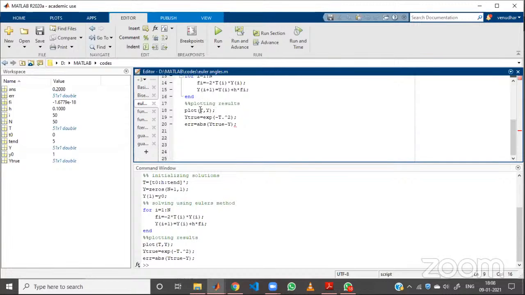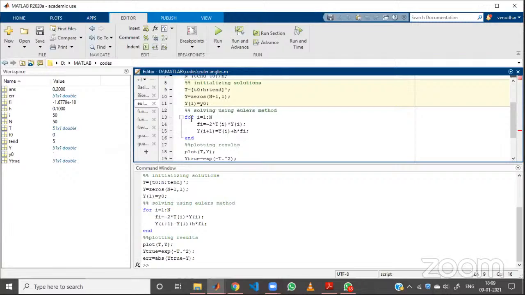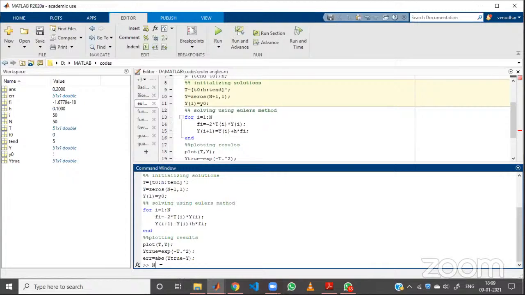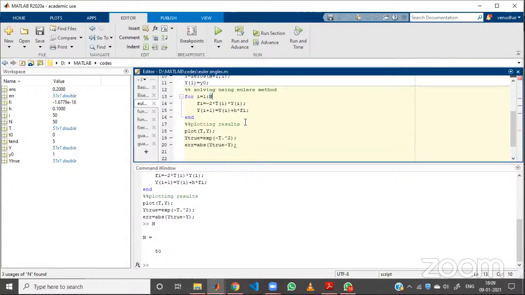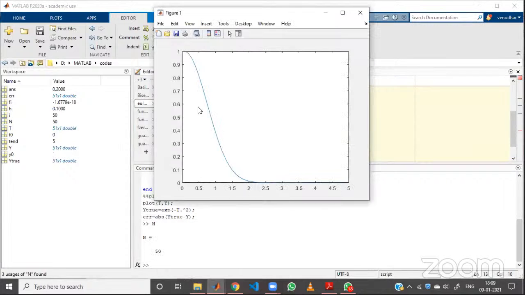We have every value of t, from t0 to t end, meaning 0.1, 0.2, 0.3, 0.4, and the corresponding value of y. How did we get it? By using a for loop. The for loop ran from 1 to n. What is the value of n here? n is 50. So it gives the value 50 times, and we are plotting it and getting a graph like this.